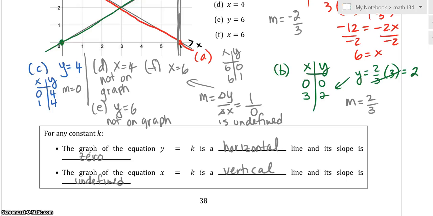So we've learned about the intercepts, we learned about horizontal and vertical lines. Let's go to the next page.